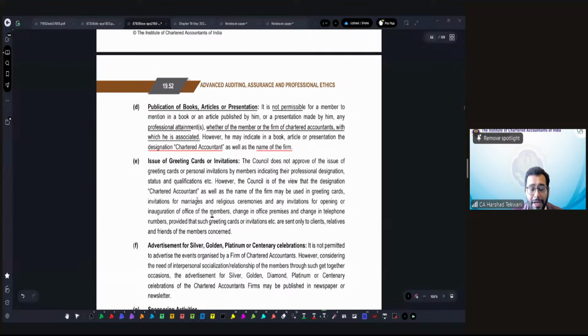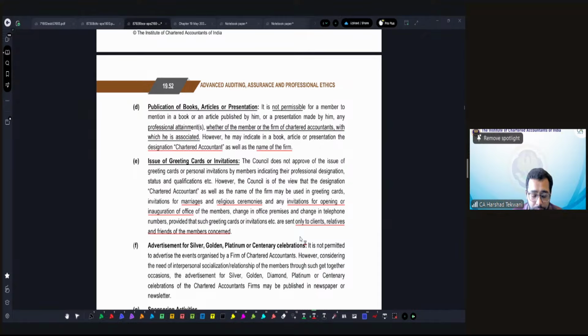Issue of greeting cards. The next point is issue of greeting cards or invitations. Usually not permissible, but there are certain scenarios where you can allow. That is, if you want to issue invitations for marriage, religious ceremonies, or opening of a new office, inauguration of office premises, or change in premises, for a new office or a different office, you can send. That is allowed to that particular extent, provided you send only to clients, relatives, or members who are concerned.